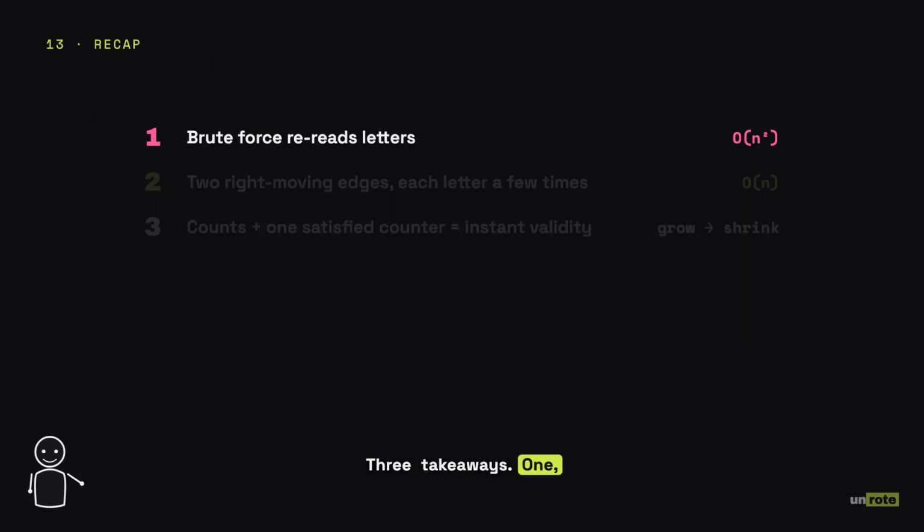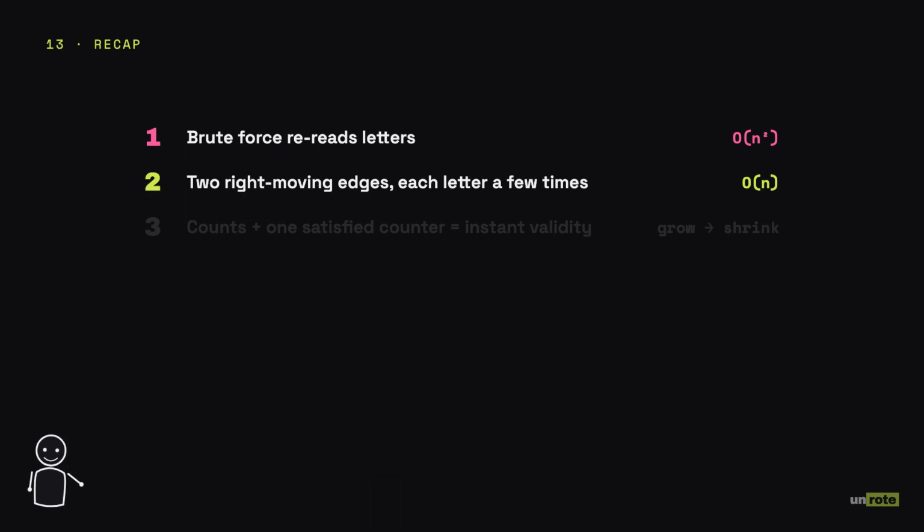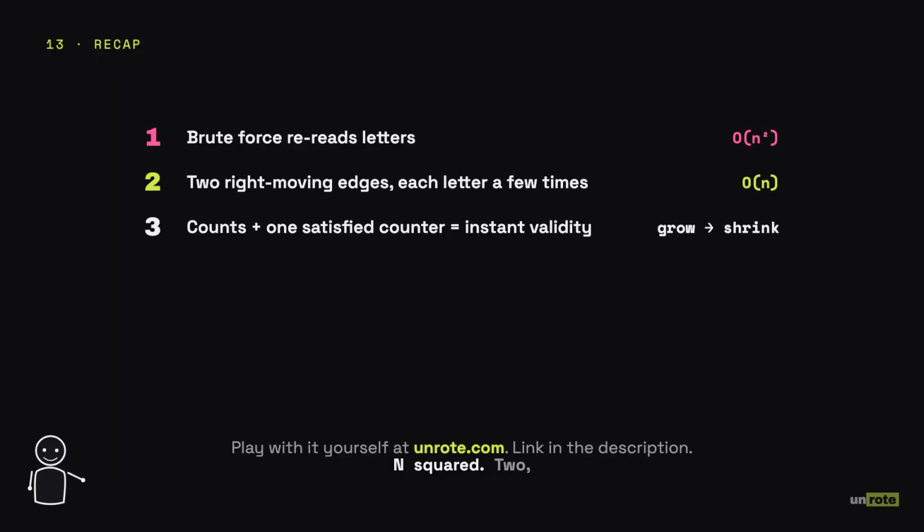Three takeaways. 1. Brute force rereads letters, order n squared. 2. Two right-moving edges touch each letter a few times, order n. 3. Keep counts and one satisfied counter, so validity is instant. Grow to valid, shrink to small.